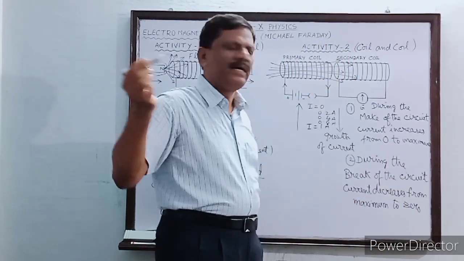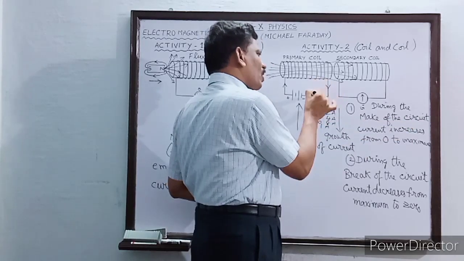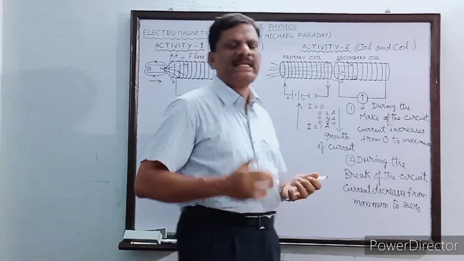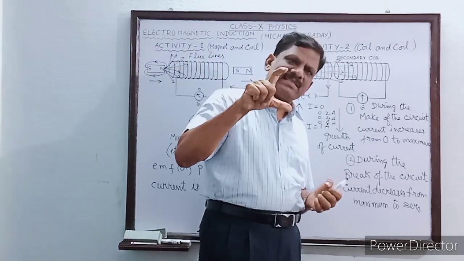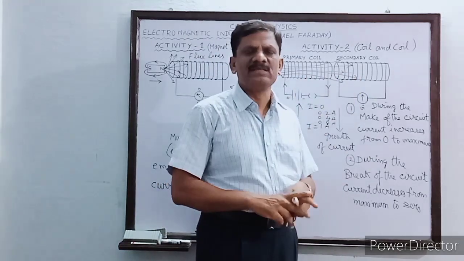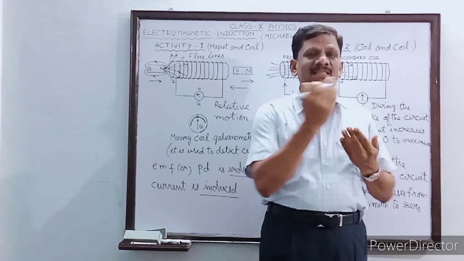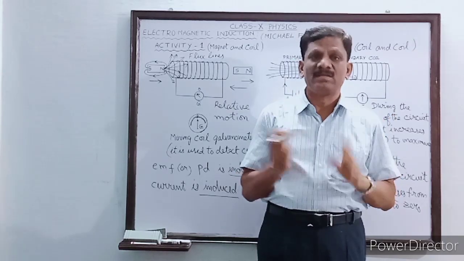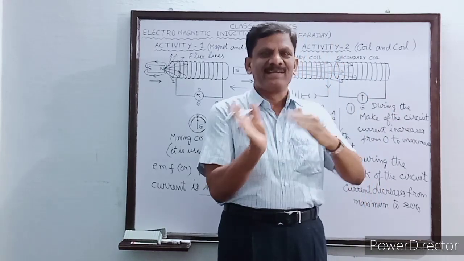So during the first, the make of the circuit, I just close the key. Now current increases from 0 to maximum. In this time, the current changes. The magnetic field linked with the primary coil as well as the secondary coil also changes. So there is a mutual interaction between the first coil and the second coil. It is also called mutual induction. In higher studies, you are going to study it. It is called mutual induction.